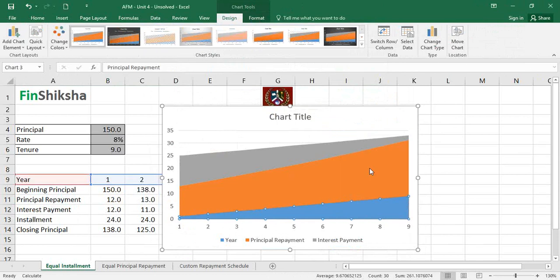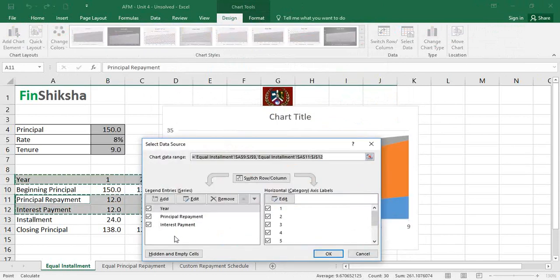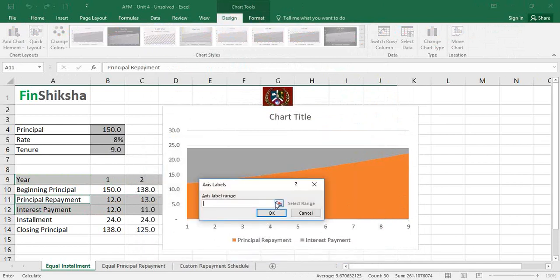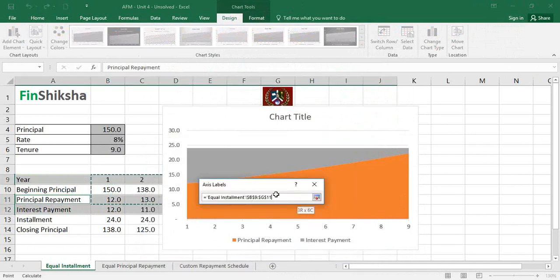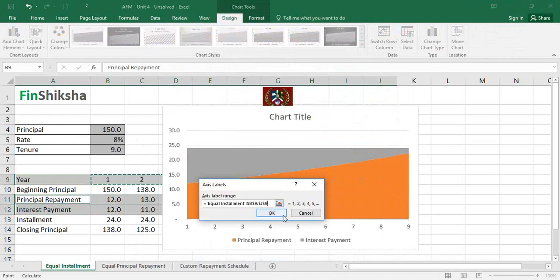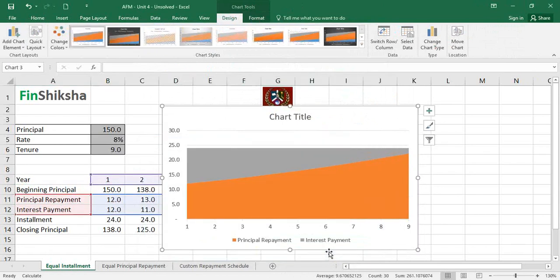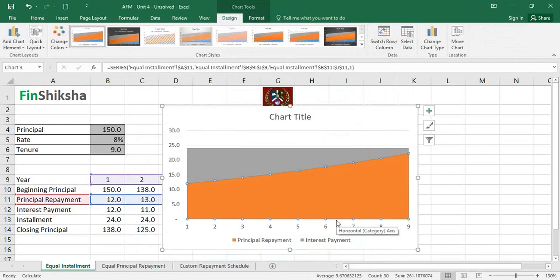If I select all the data, there are 3 series which are there. I don't want the year series here. I can remove the year series here, right? And horizontal axis labels, I could actually edit this and put the labels as the years, B9 to J9, right? And close that and click on OK. So that gives me again till 9 and I click OK, and that's the scenario.